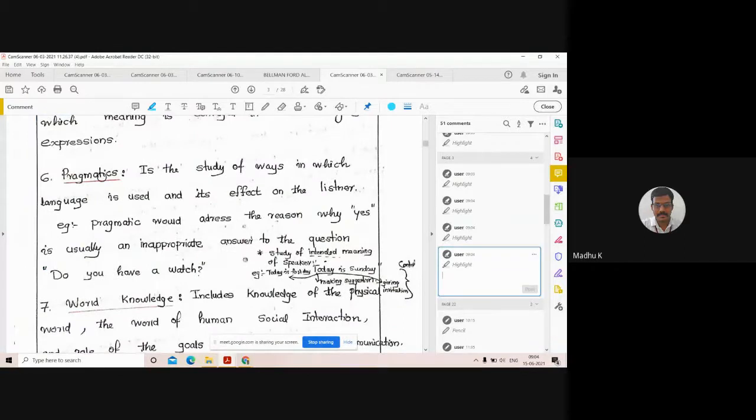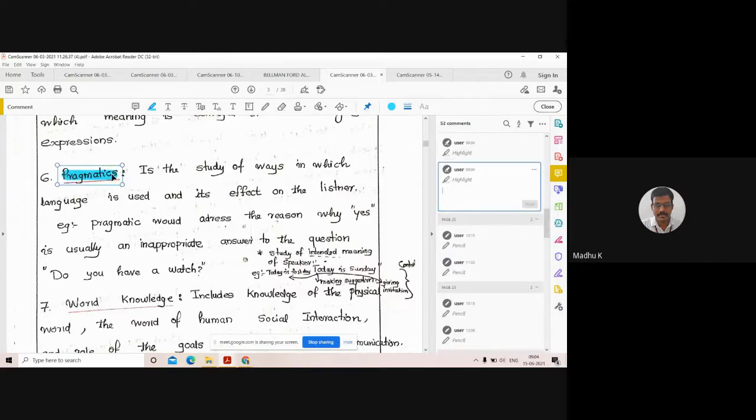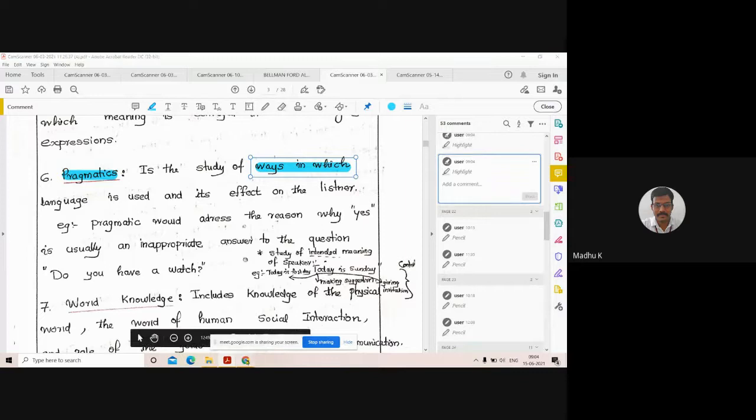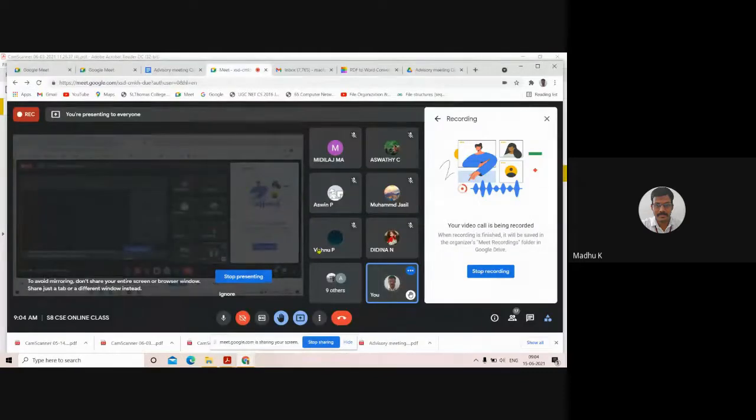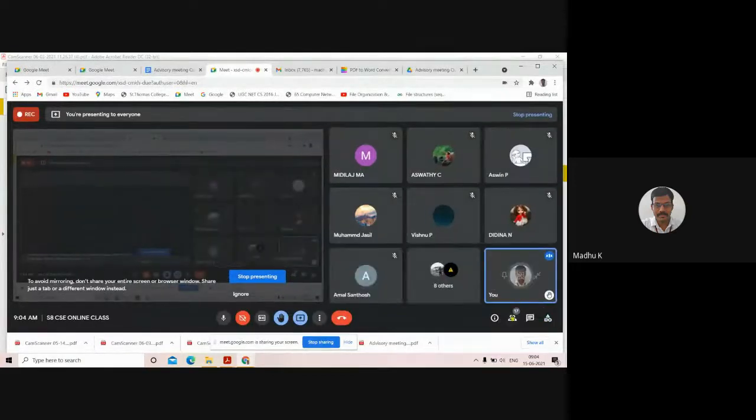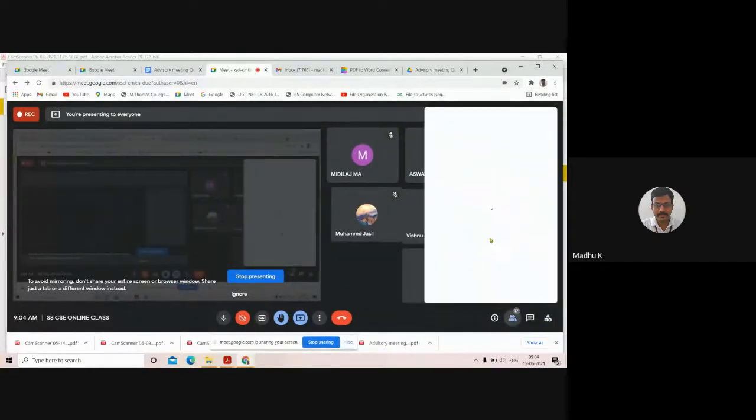Then pragmatics. What is meant by pragmatics? It is the study of the ways in which language is used and its effect on the listener. For example, you can note here pragmatics. Okay, it is the study of ways in which.